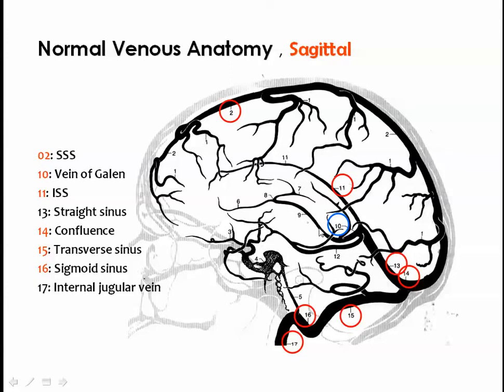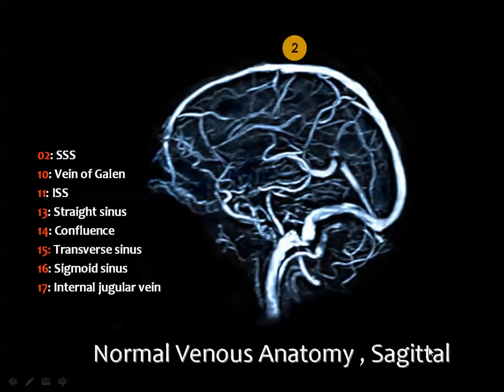Then the vein of Galen is seen here, and it joins the inferior sagittal sinus in order to form the straight sinus. And this is the region of the straight sinus. And here, number 14 refers to the confluence of the sinuses, the superior and the straight, as well as the transverse sinus. Then you can see the transverse sinus, number 15, and the sigmoid one, number 16, and number 17 refers to the internal jugular vein.